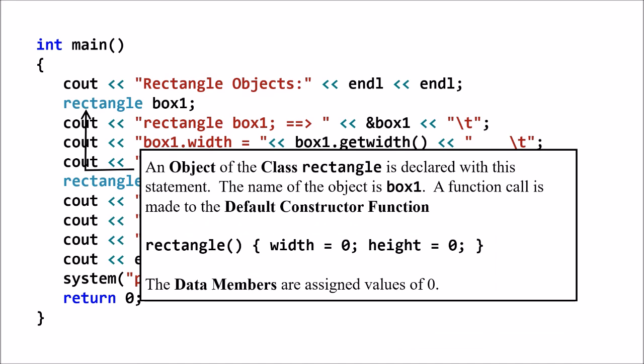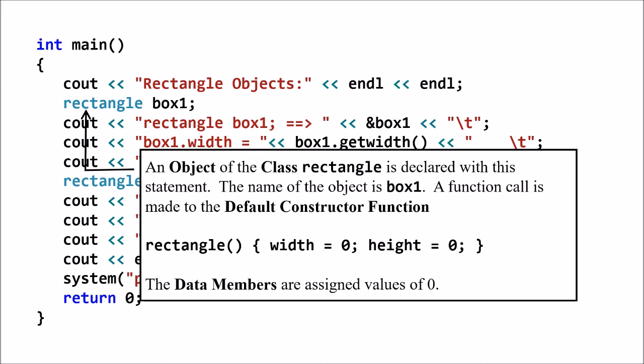This second line inside the main function, Rectangle box1, is a declaration of an instance of the class known as Rectangle. So it creates an object of the class Rectangle, and the name of this object is box1. You can give these objects the variable names that seem appropriate, so I simply called it box1.